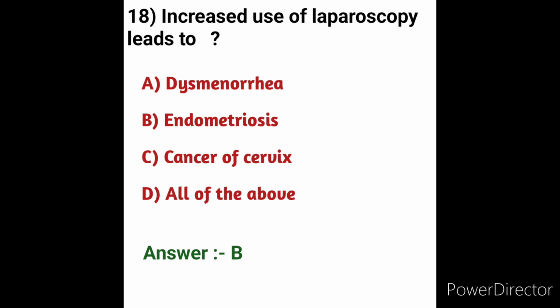Increased use of laparoscopy leads to what? We will see the options here. Option A, dysmenorrhea. Option B, endometriosis. Option C, cancer of cervix. Option D, all of the above. Laparoscopy procedures aim to treat infertility and structural causes of pain. As the use of laparoscopy has increased, some cases of abdominal wall endometriosis at the port site have been reported in the literature. Here, increased use of laparoscopy leads to endometriosis. Option B is the correct answer. Next, we will move on to question number 19.